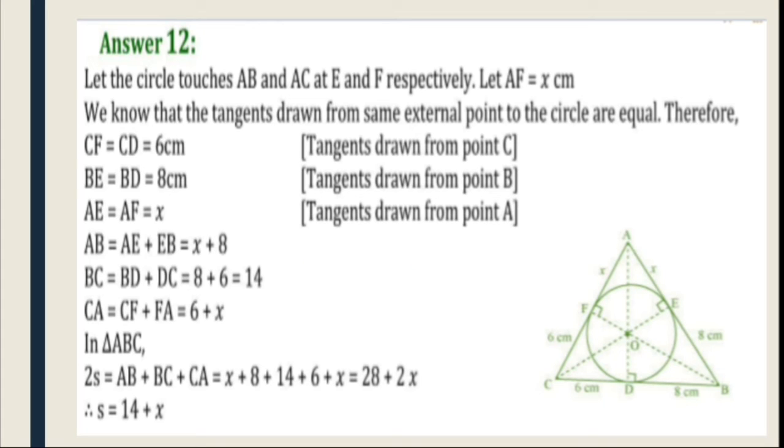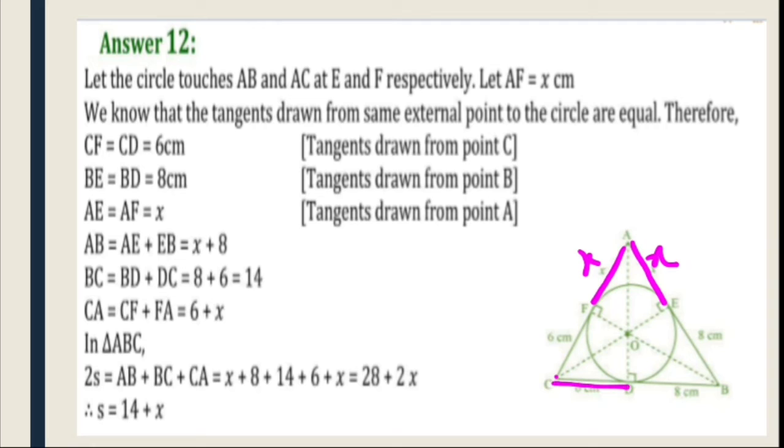As you can see, I am considering these as E and F, and I am also considering this AF as X centimeter. Now you know that the tangents drawn from the same external point to the circle are equal. From the diagram, AF and AE are the tangents from the external point A. So if AF length is X, then AE length will also be X.